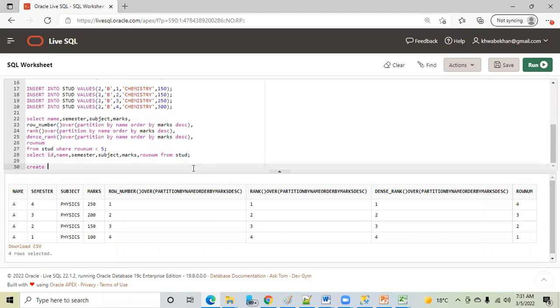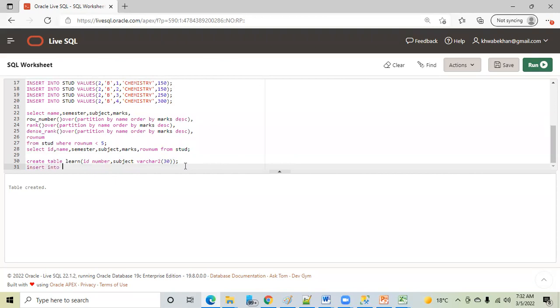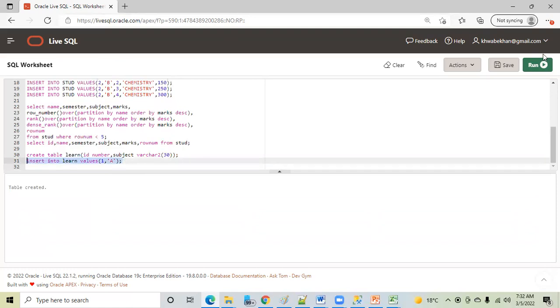Let me take a simple example. Give me 1 minute here, okay? I will take a simple example. Create table learned, with ID and a Varchar2 column. I will give you an example from that. Easily, you will understand what is going on. Okay, the table is created. Now I'm inserting one record, 1, A.